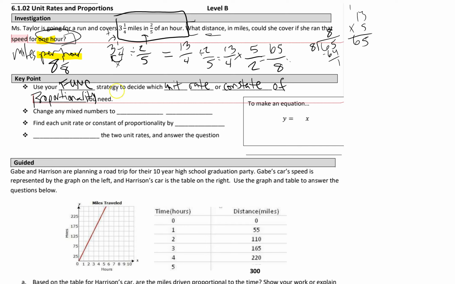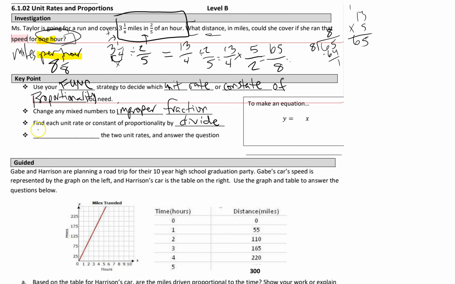Next thing we did was we had that 3 and 1/4. It was a mixed number. We changed it to an improper fraction. Then we didn't do this in our investigation, but if we had something with a constant of proportionality, we would divide, and obviously for our unit rate, we divided as well.